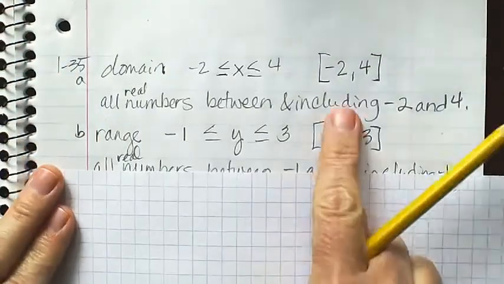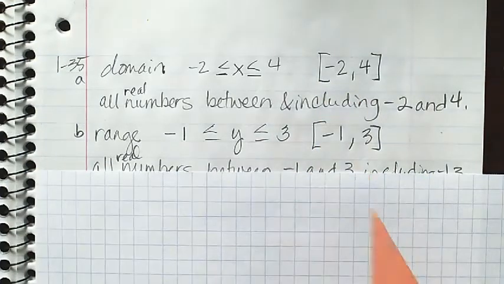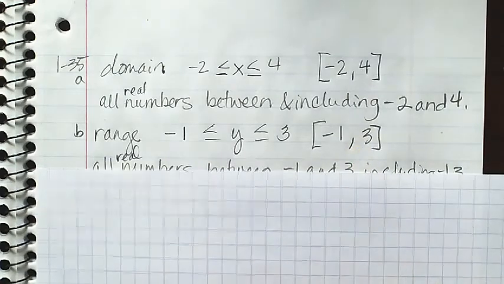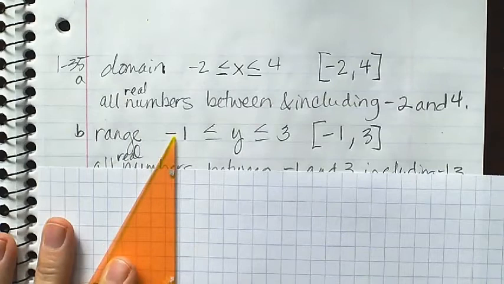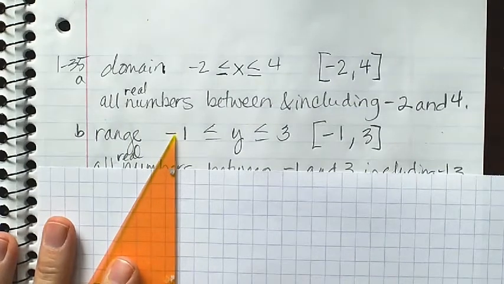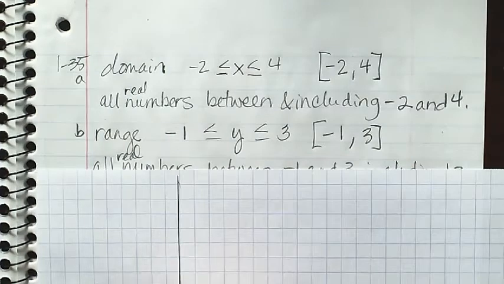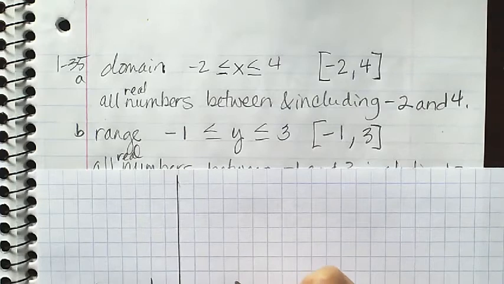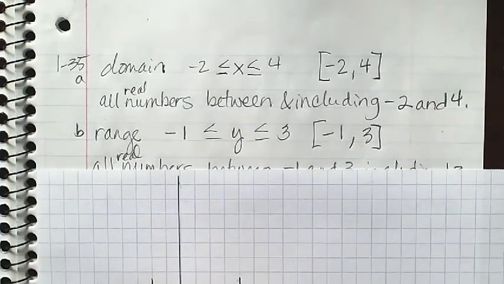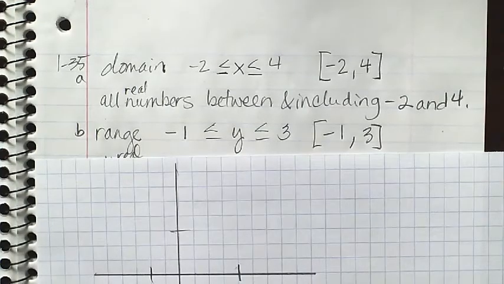Okay, so my domain was -2 to 4, and my range was -1 to 3. So I'm just going to quickly do an x and y axis, making sure that those values are included in my graph. And let's see, -2 to 4, and then -1 to 3. So it's going to fit in that window, and it does say it has to be a function.